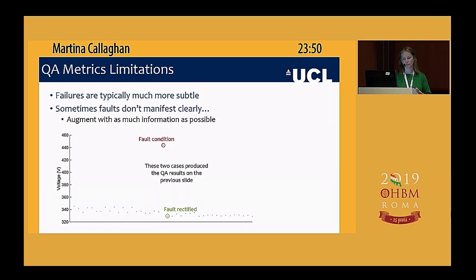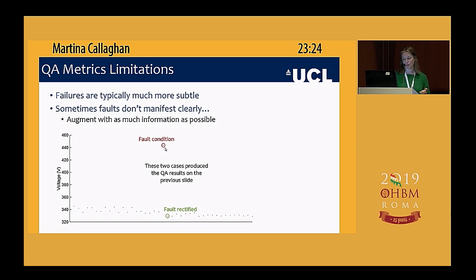So for example, here I'm showing you the voltage, and that is the voltage of the transmitter, the body coil that we're using, and it calibrates every time you put somebody into the scanner to know what voltage I need to be at, which is basically what B1 field amplitude, in order to achieve the excitation I want, okay? And actually those two QA results are giving us really different values. And one, this one up here in red, that's a fault condition.